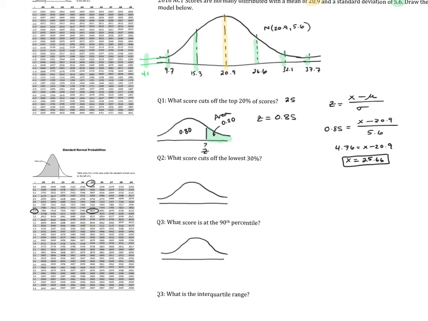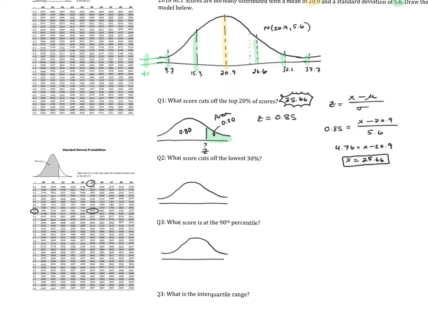So 25.66, you don't have to round. Okay, so that's right here, so that adds up. That looks right, as far as it cutting off the upper 20%. So you know how you're told, oh, you're in the top 20% of your class. Well, if you got 26 on the ACT or 27, you're in the top 20% of ACT scores.